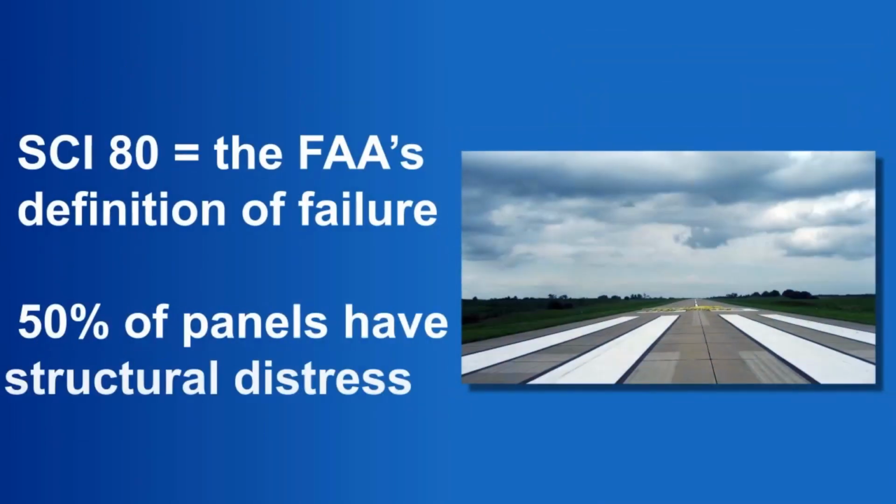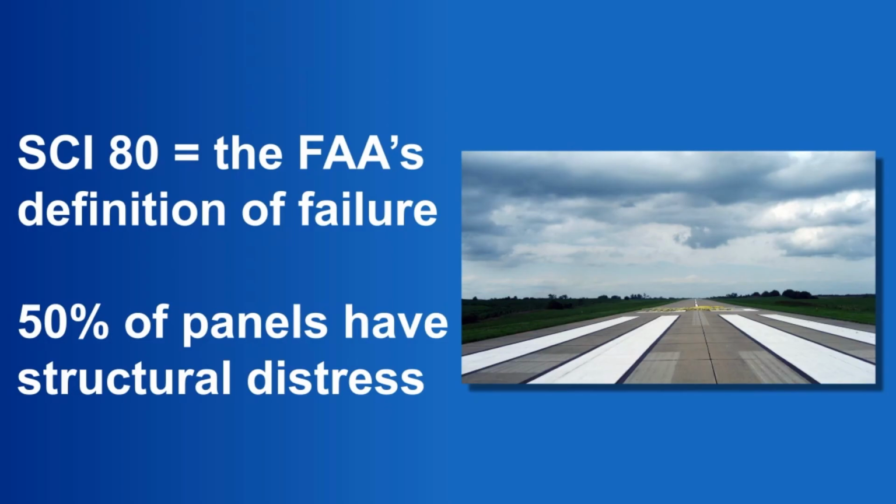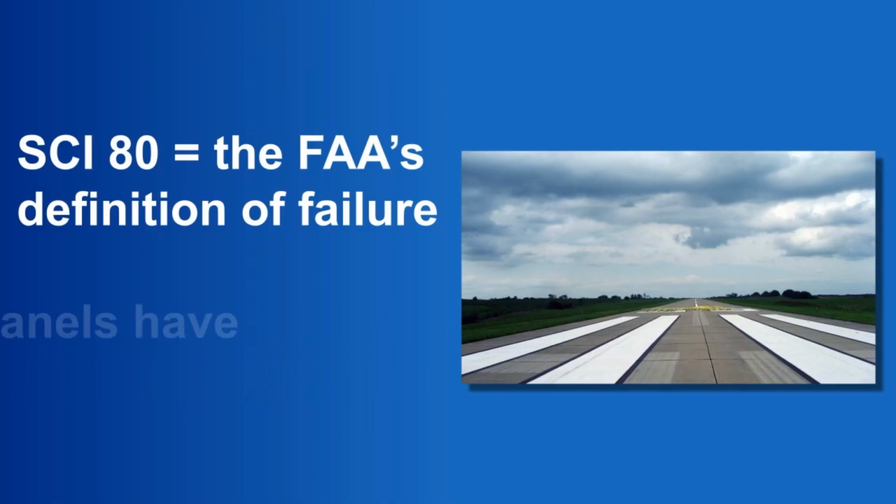An SCI of 80 is the FAA's definition of structural failure of a rigid pavement, and is consistent with 50% of the panels in the traffic area having a structural crack. Pavements with an SCI below 80 are generally not candidates for a flexible overlay.